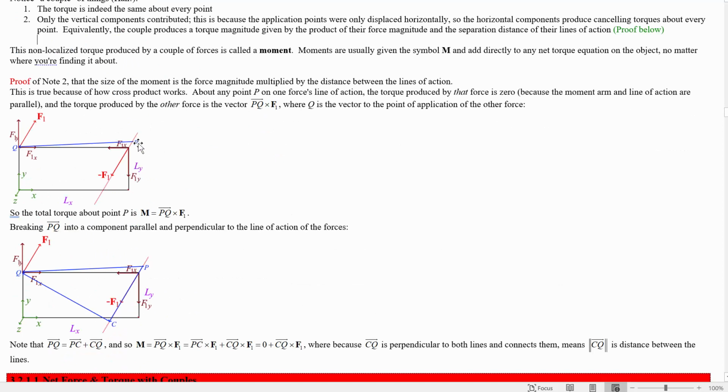So the torque that's created should be the same if you start at any point along the line of action, right? So picking any point along this line of action will make negative F1 produce no torque. So we can choose, let's say, this point over here that's convenient, so that the moment arm is perpendicular to F1, and that makes it more clear exactly what the moment is that's produced by a couple. It's the size of the force times the separation distance between the force's lines of action.